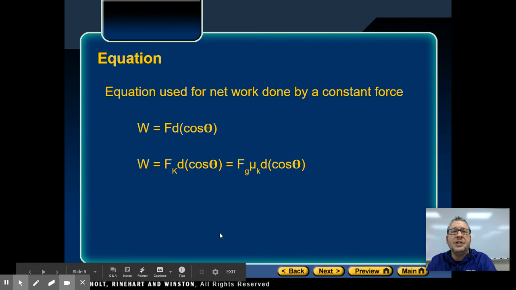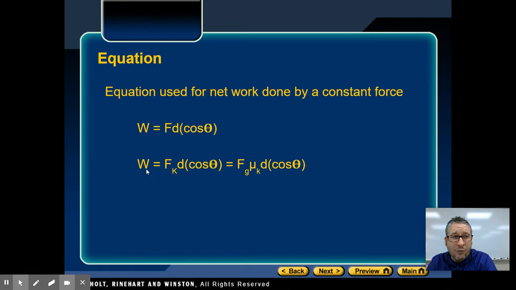We can also have variations of this equation where work is equal to the kinetic friction times the displacement times cosine of theta. And that will be typically when we're talking about frictional forces and calculating those. But you can also break down the kinetic friction this way. Fk can equal the gravitational force multiplied by the coefficient of kinetic friction, mu k, multiplied by our displacement times cosine of theta. So you want to write down all 3 of these things.